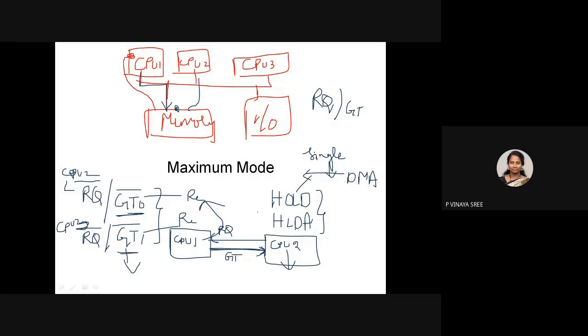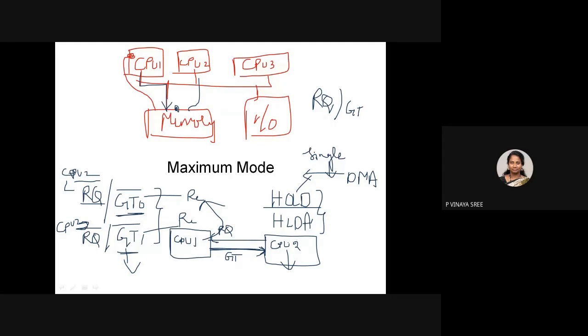This is the same as hold and hold acknowledgement. In this case, the request is like a hold. DMA requests the processor to release the system bus, but in maximum mode you will not have a DMA. Another processor will request the processor currently using the system bus to release it, so that once this processor is done with its activity, it provides a grant signal: then you can take the system bus for accessing.